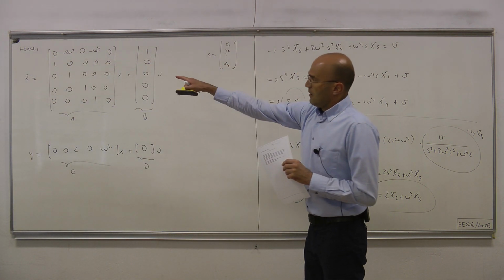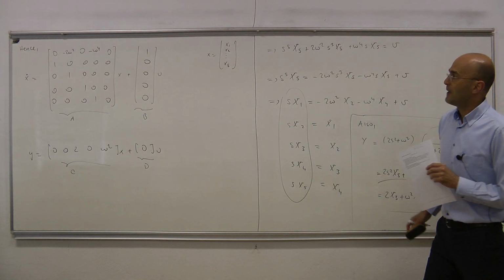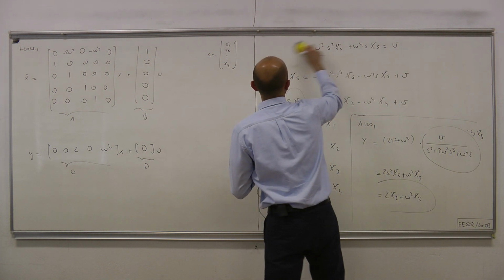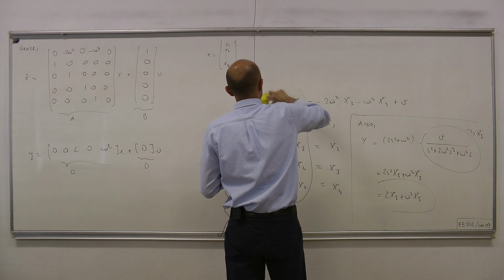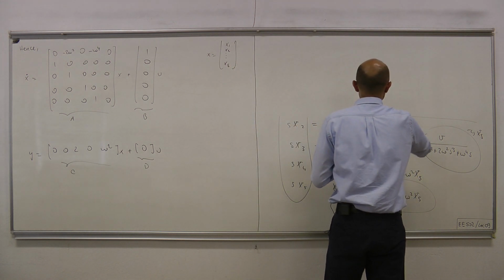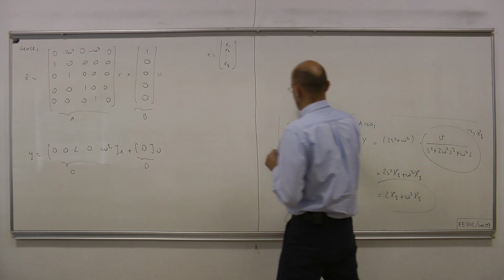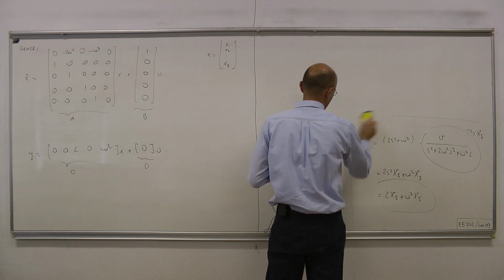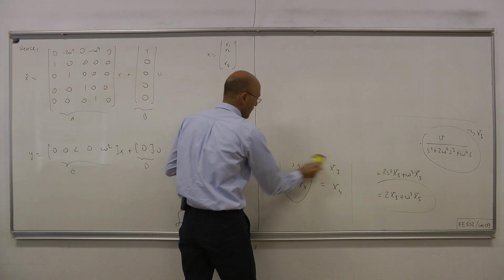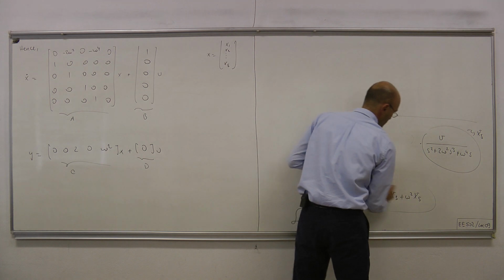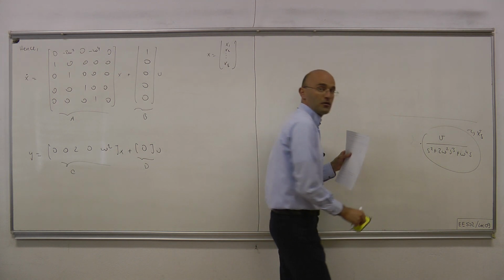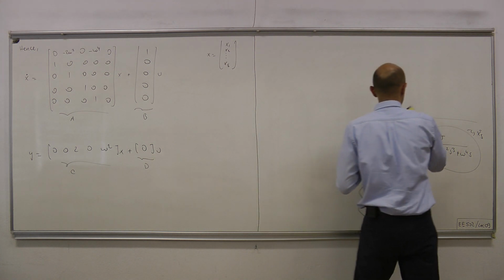Now, by concentrating on that A, we will try to figure out the behavior of the state transition matrix as time goes to infinity. To be able to do that, we first need to obtain the Jordan representation of that A matrix.